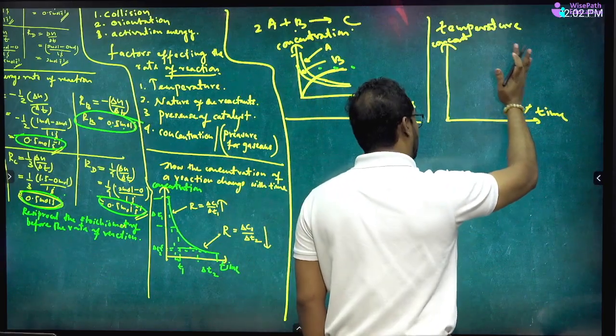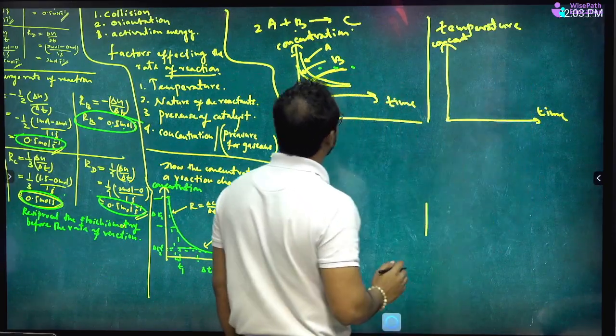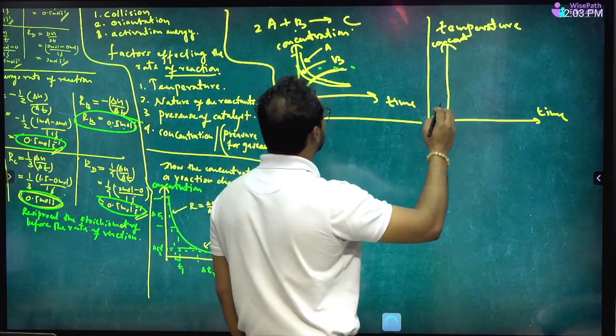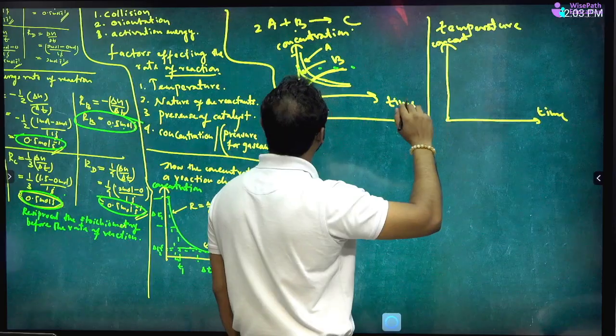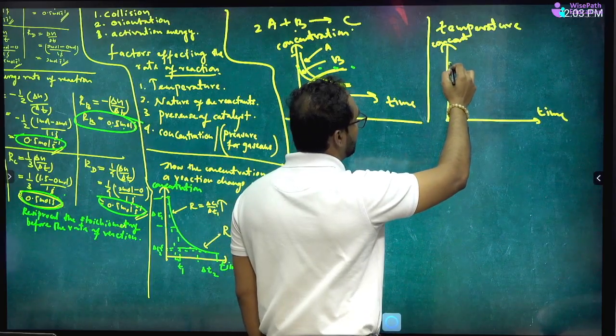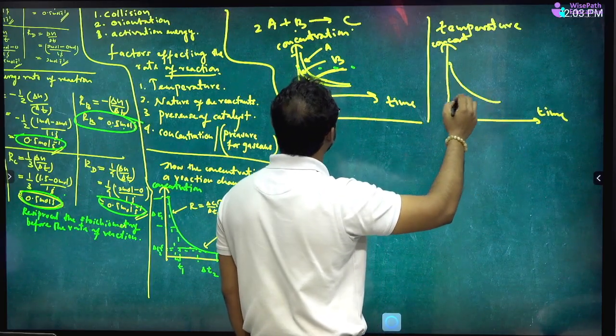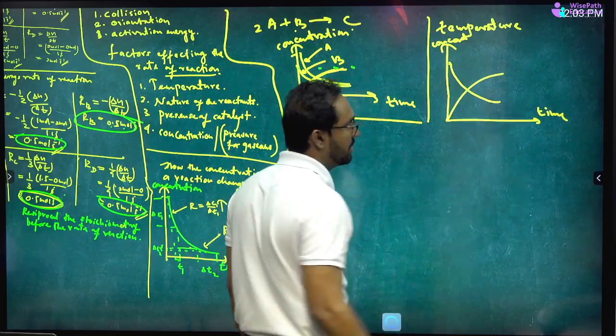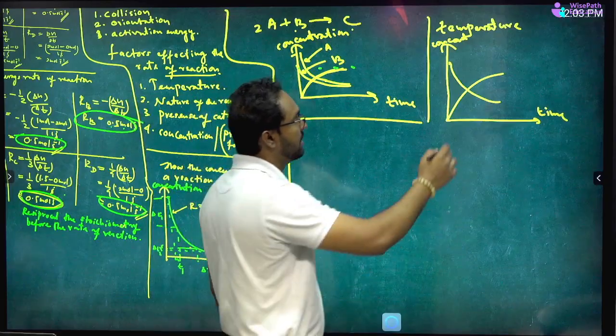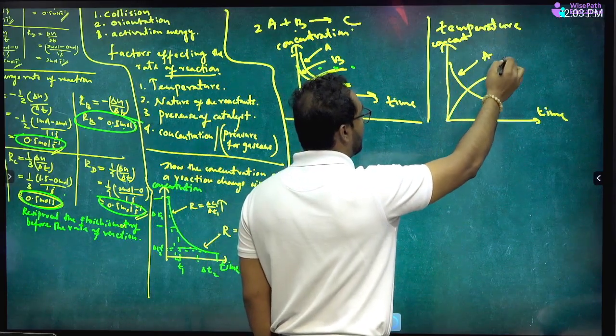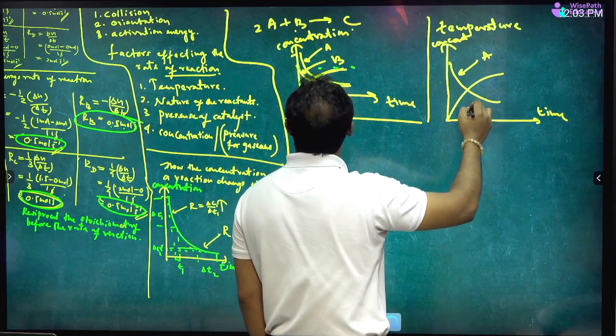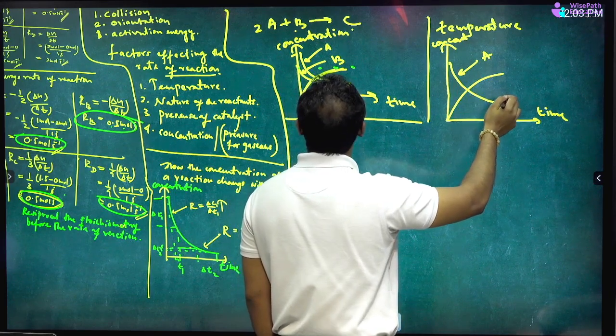And this is the usual graph of, let's say, A and B. I'll take only A and B. This is the usual graph of A and B. This is A and this is, oh no, it should be C, right? This is C.